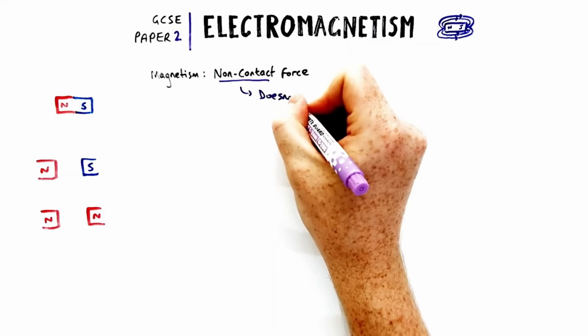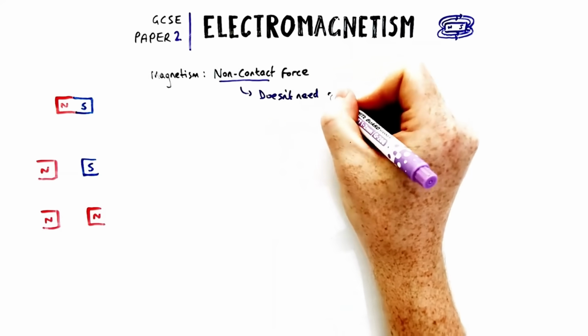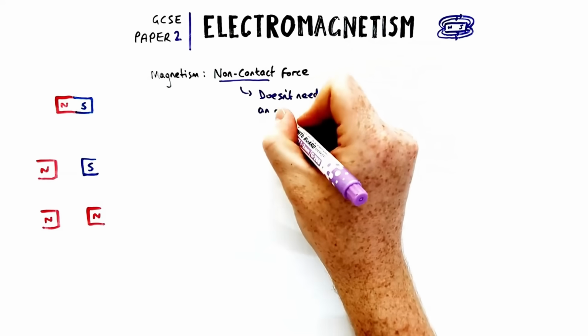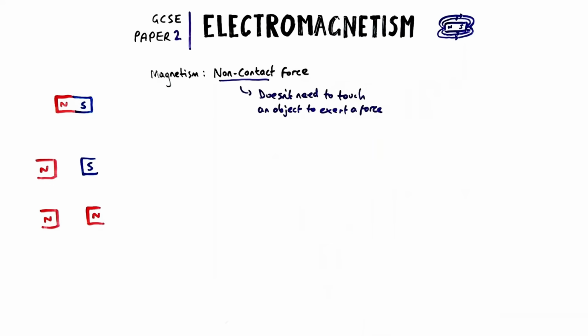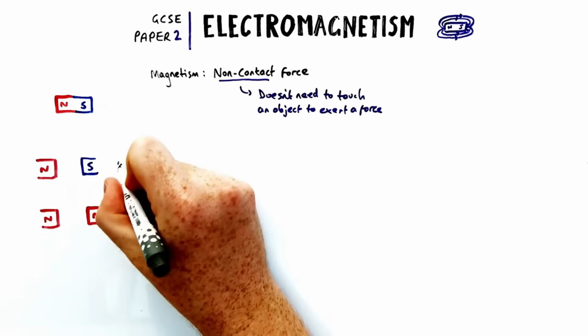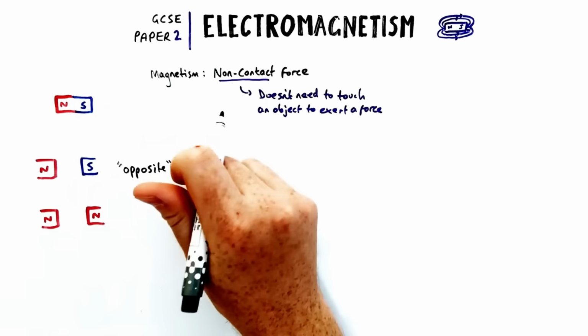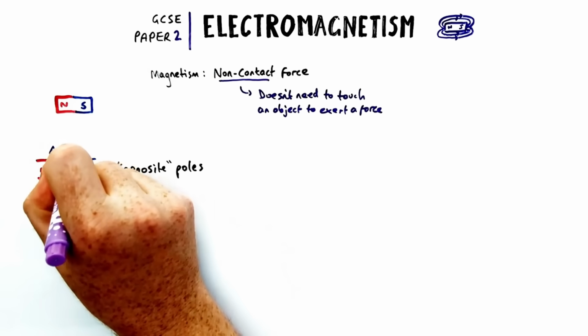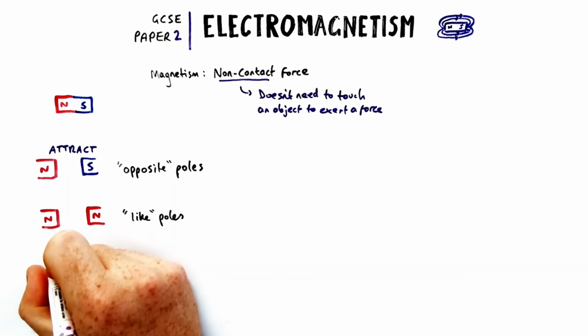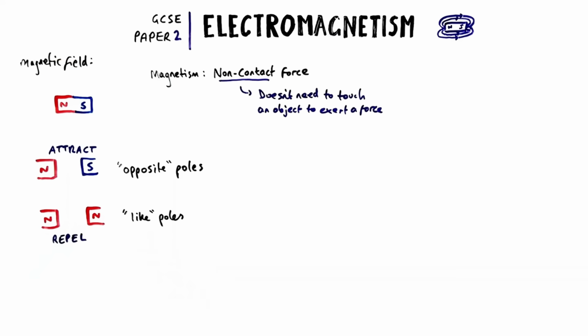So first of all, what is magnetism? It's an example of a non-contact force. That means that two magnets or magnetic material do not need to be in contact or touching each other for a force to be exerted. There are two situations and two types of forces you can have with magnetism. You can have opposite poles and you can have like poles. Opposite poles will attract each other, like poles will repel.